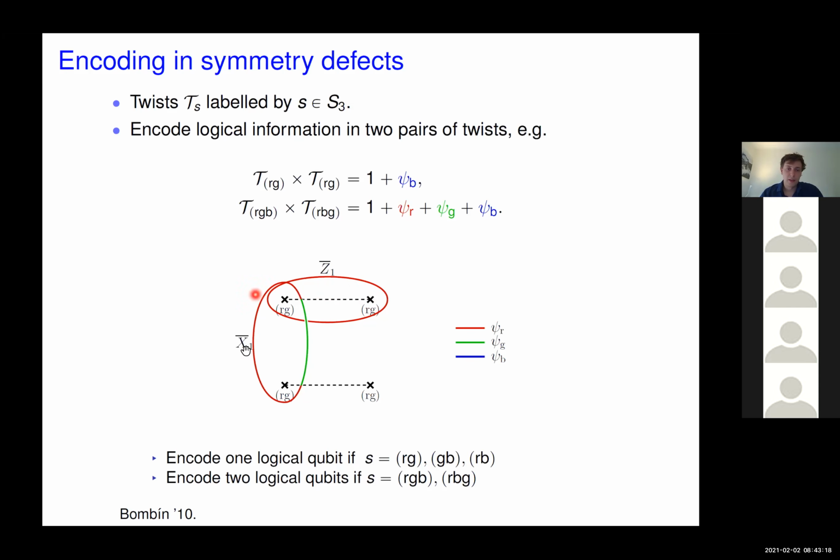Then you can define the string operator that does that process, indicated by this red one here. You can do the same for the other pair. You can define these two as anti-commuting canonical pairs. We can call one Z and one X, and they have the correct anti-commutation relations as defined by the three fermion braid relations. Okay.